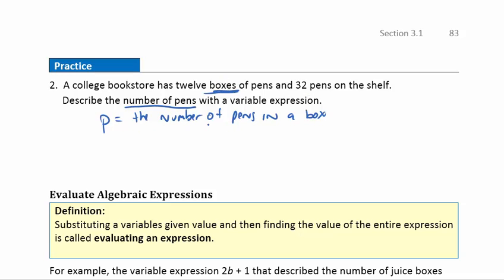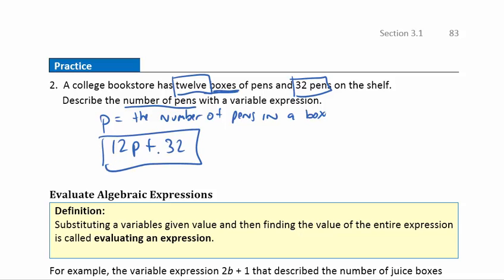So P equals the number of pens in one of these boxes, and we have 12 of these boxes plus 32 pens on the shelf. So I would say, okay, 12 times P will give us the number of pens that we have in these boxes, because I have 12 of those boxes, plus 32 pens on the shelf. So there is our variable expression.